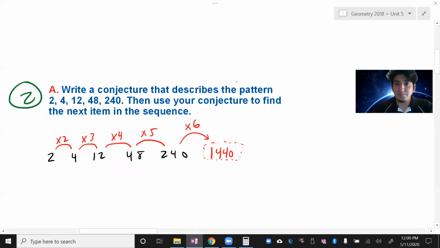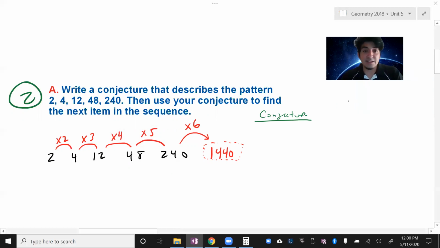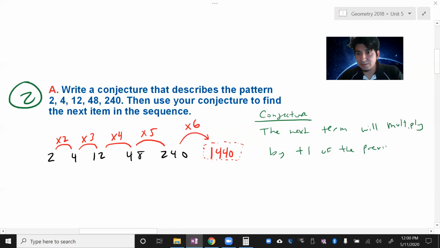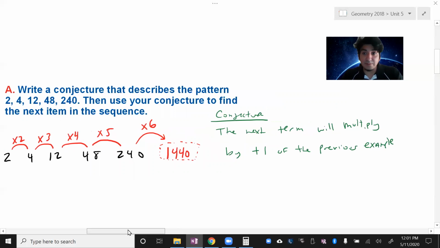Now I've got to write the conjecture. So I'm going to come up with, I don't know, the next term will multiply by +1 of the previous example. Okay. Now, like I said, some people may write it differently.